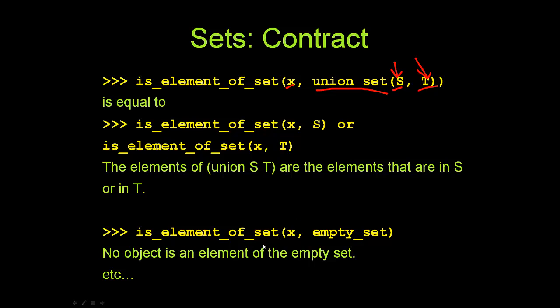Next, is-element-of-set X of the empty set is always false. Basically, the empty set has nothing inside, so it will definitely be false. What we've shown you here is an example of how you would set out the specification consisting of some definitions and the contracts. The contracts are some conditions that the data structure must meet.